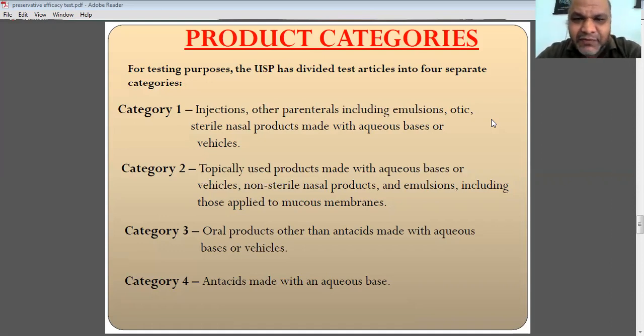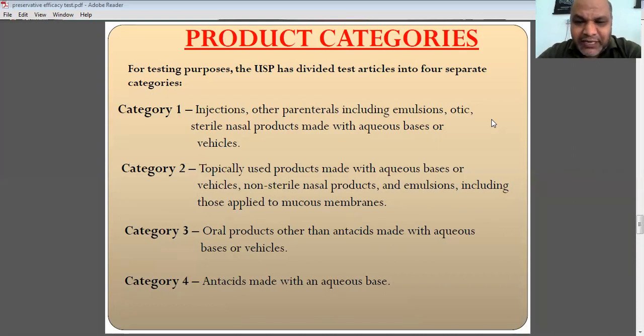So category one, according to the United States Pharmacopoeia, includes injections, other parenterals including emulsions, otic drugs, and sterile nasal products, which are made with aqueous bases or vehicles. So these are the category one articles under which we have to perform the microbiological testing. Another one is topically used products made with aqueous bases or vehicles, non-sterile nasal products, and emulsions, which include those applied to the mucous membrane.